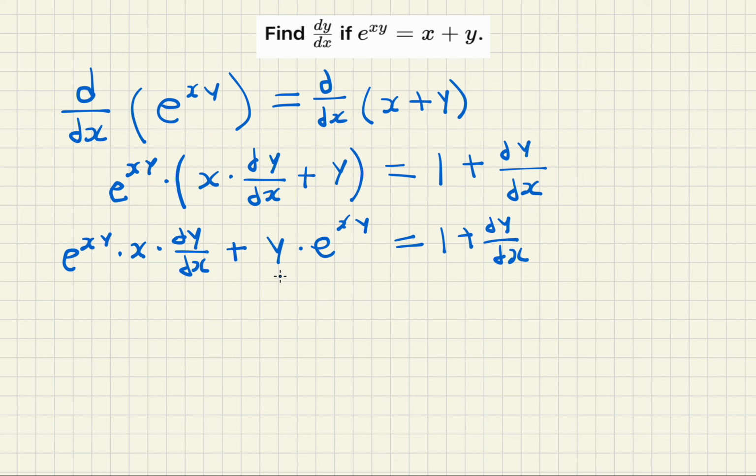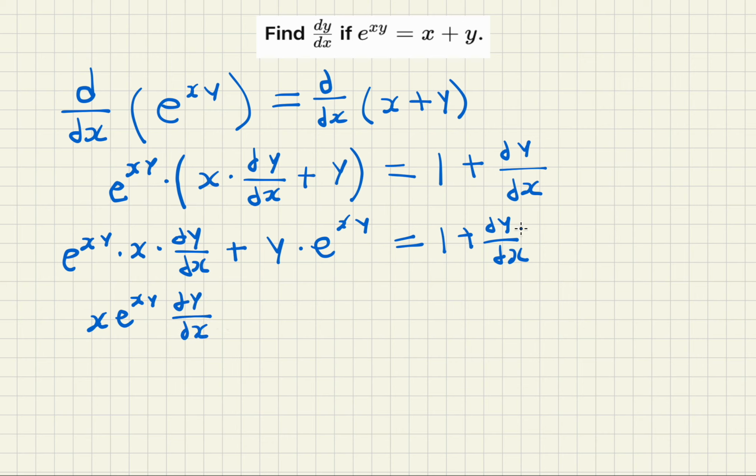Now we can isolate dy over dx. So what I will do now is subtract dy over dx from both sides. So we can write this as x e to the power of xy. There is a multiplication sign between these two. I'm not writing it because it's self-explanatory. And so we get this.